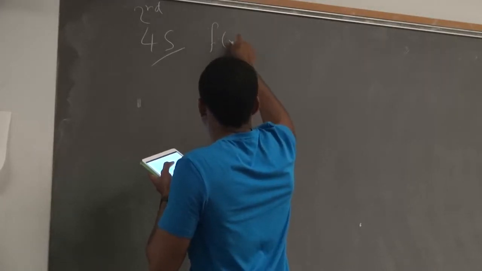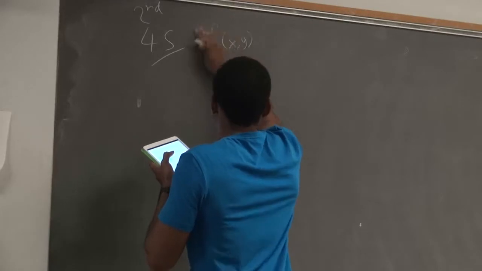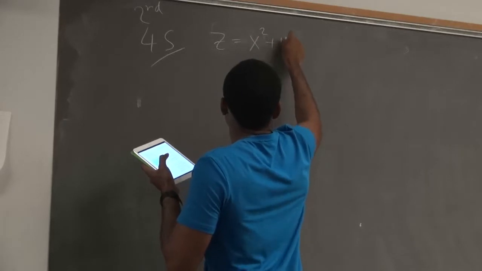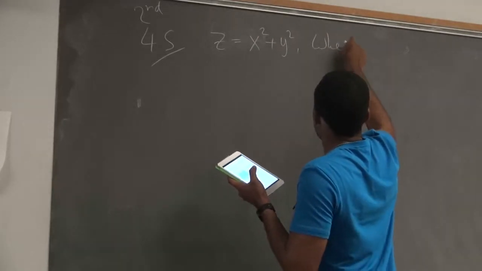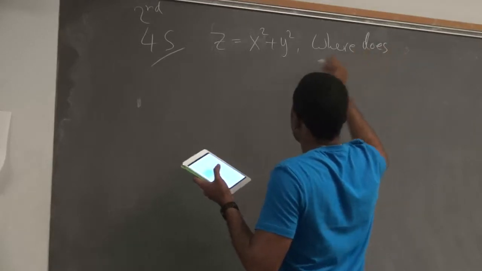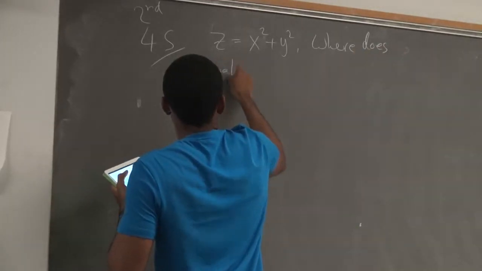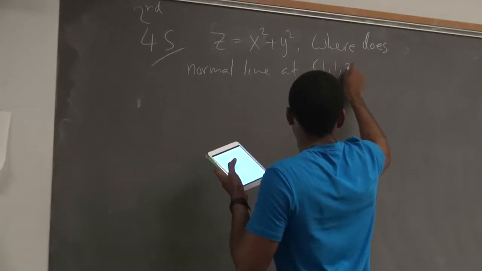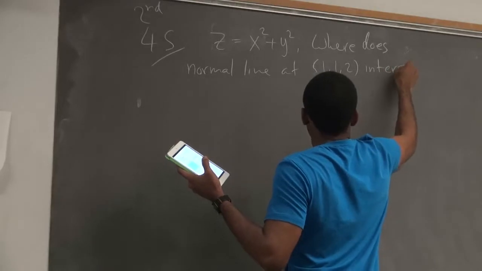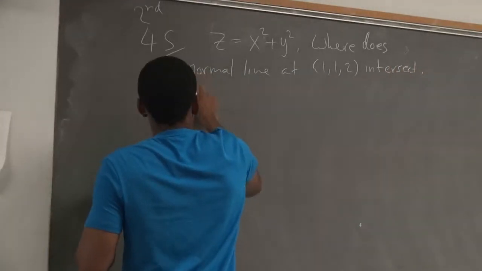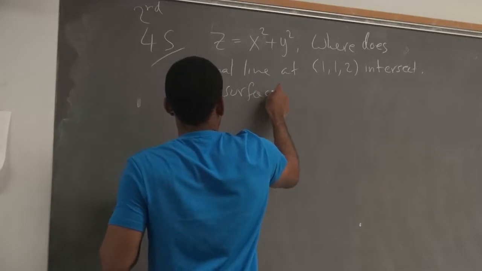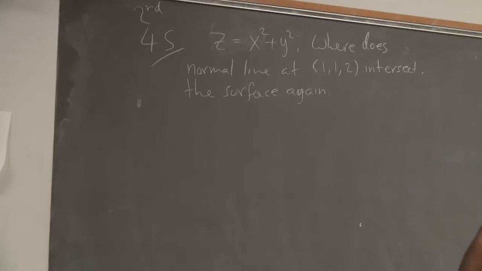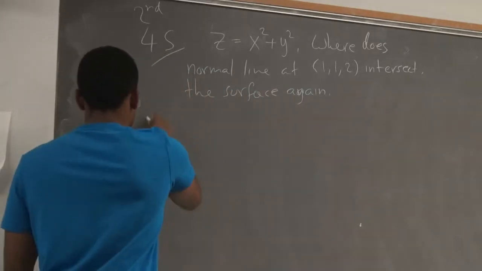So we have f of x, y, z equals x squared plus y squared. Where does the normal line at 1, 1, 2 intersect the surface?